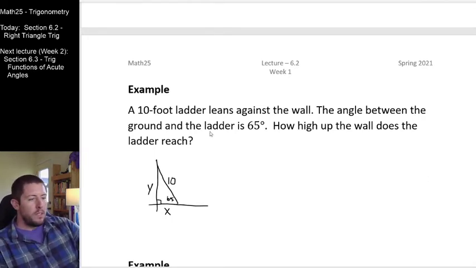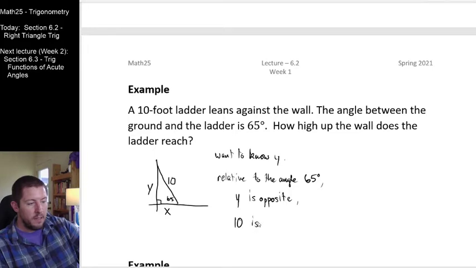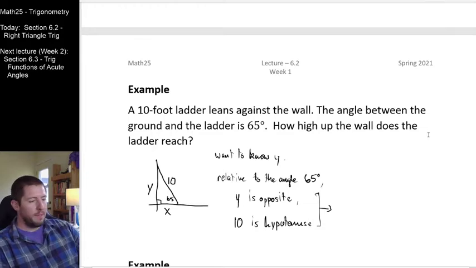So here's what I'm thinking. We want to know y. That's the height up the wall. Relative to the angle, 65 degrees, y is opposite, and the known side length of 10 is the hypotenuse. So my question to you is, based on this information, what trig function do you think we should use to help us figure this out?